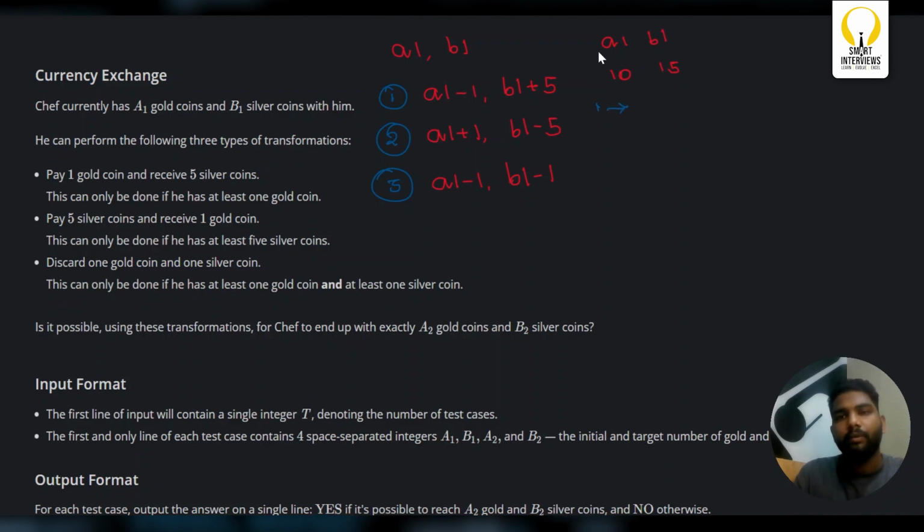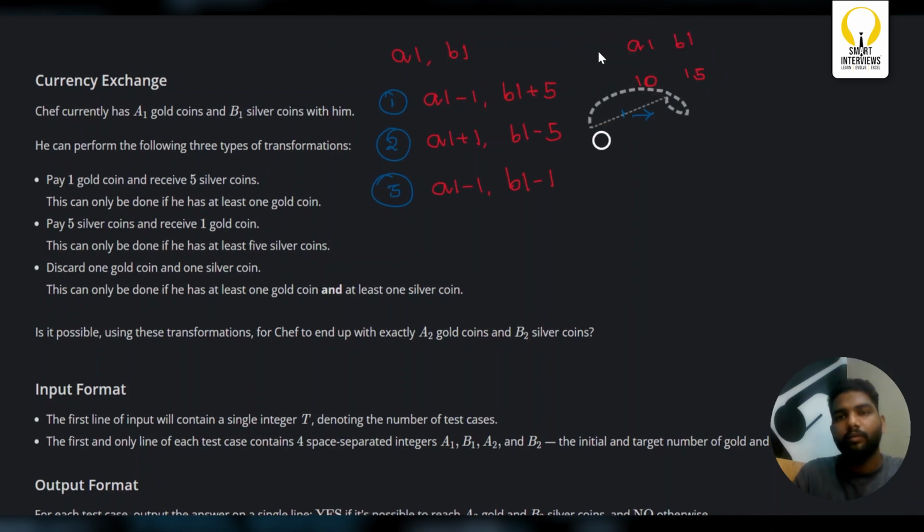If I perform operation 1, this will become 9, 20, minus 1, plus 5, right? And if I perform it one more time, this will become 8 and 25. And let's say I'm performing operation 2 here. What will happen? It will become 9 and 20. Now can you see that?